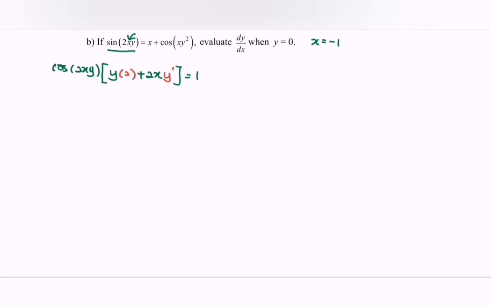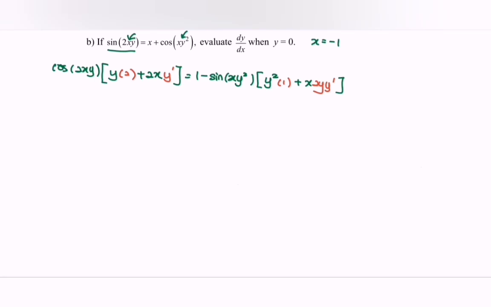Next, differentiate cos of xy squared. If we differentiate the cos, we will have negative sine of xy squared. Differentiate the angle, making use of the product rule, where we have y squared times the derivative of x, which is 1, plus x times the derivative of y squared, which is 2y y prime.